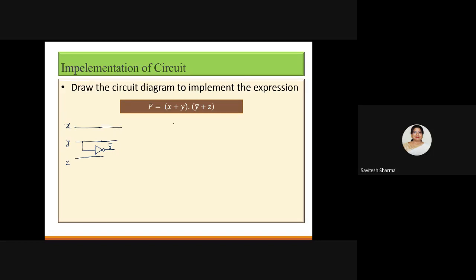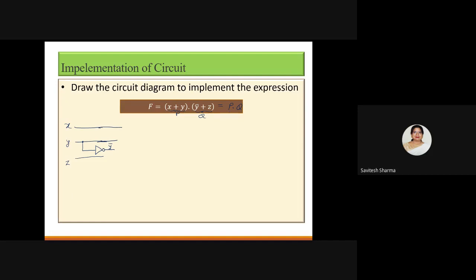Now I will see the next operators. You see there are 2 brackets. To simplify the thing, I will assume that this x plus y is p, and this y bar plus z I am calling q. So now it is p dot q. My problem is now simplified, so I will concentrate on p first.